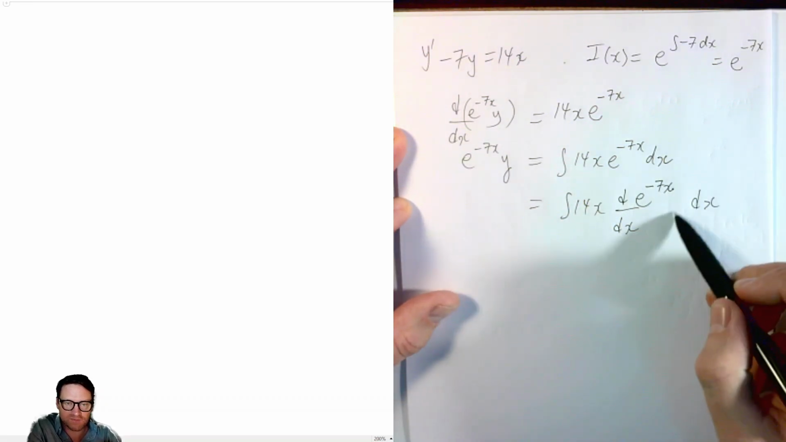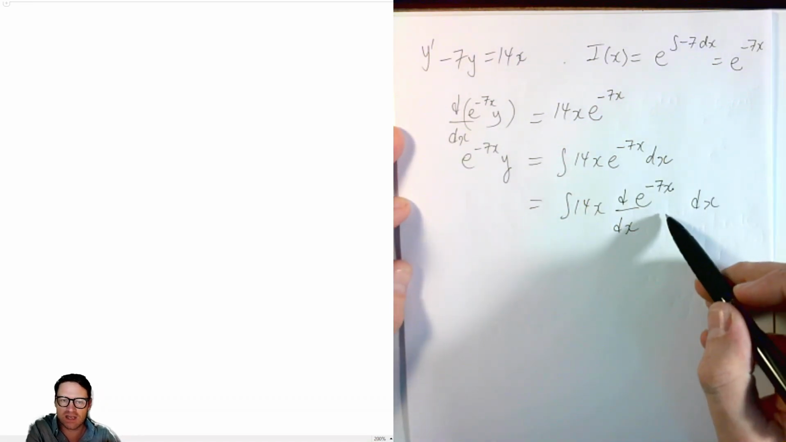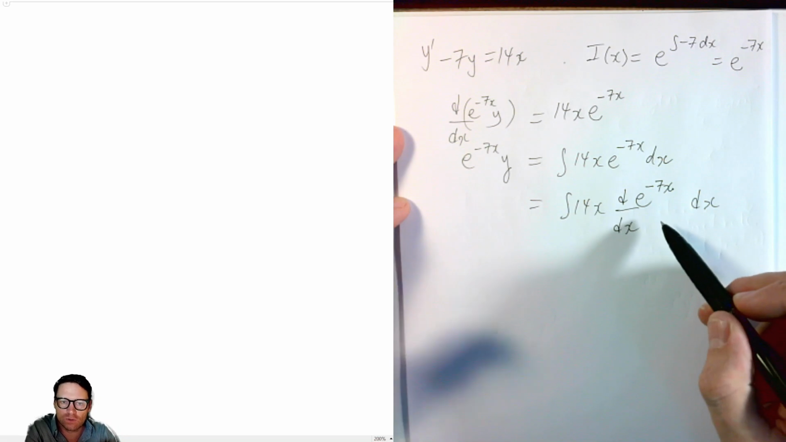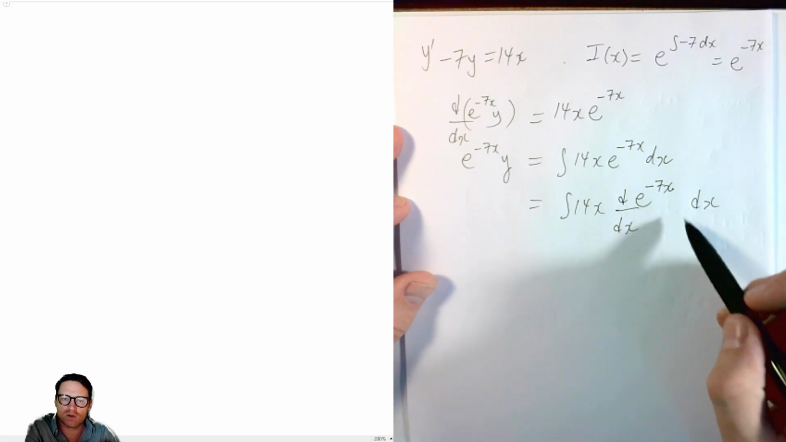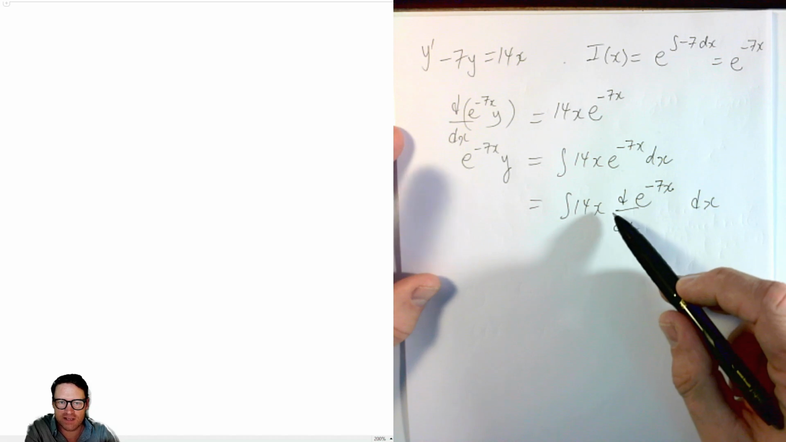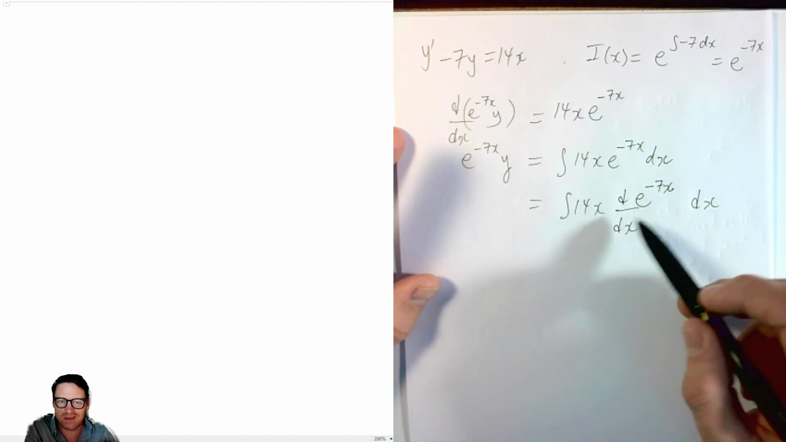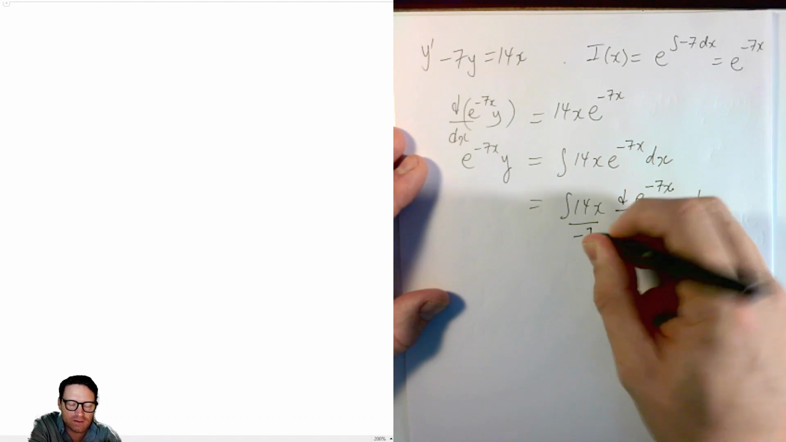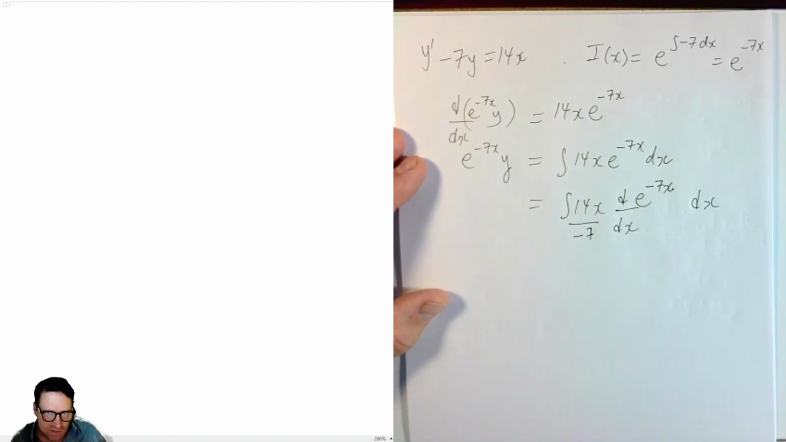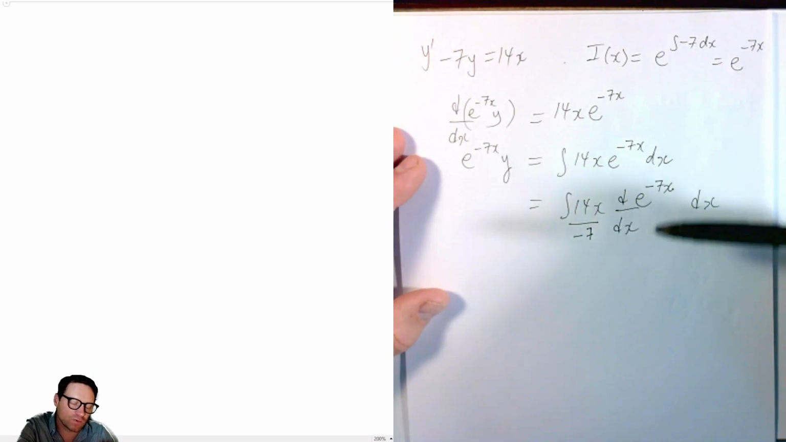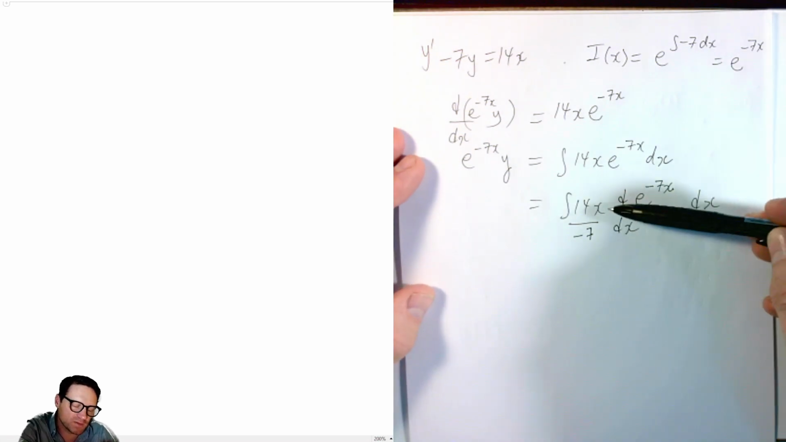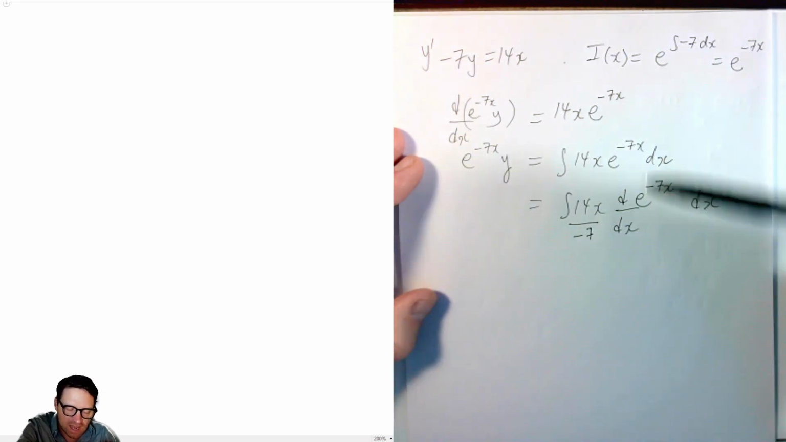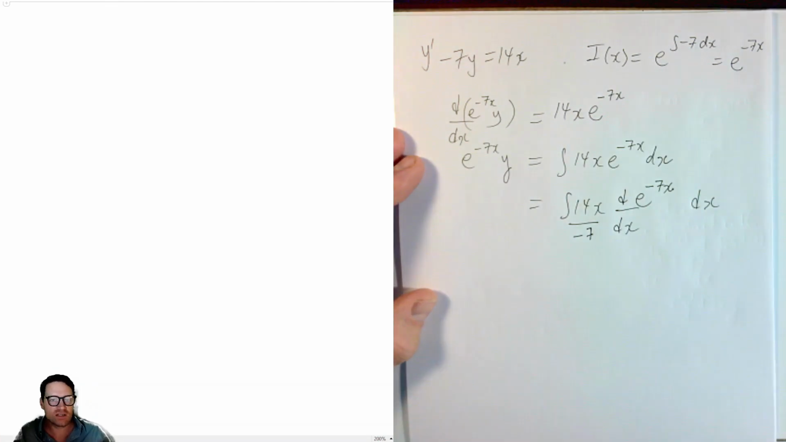Okay, so what would happen if I differentiated e to the minus 7x? Well, I would need to use the chain rule, and that would bring out a minus 7 next to this, right? So to go the other way, I need to divide by that minus 7. So I'll just do that there. Okay, now check if this is right. Is this the same as this? Well, if I differentiated it, it would pull down the minus 7, it would cancel this, and we would end up with this. So that's fine.